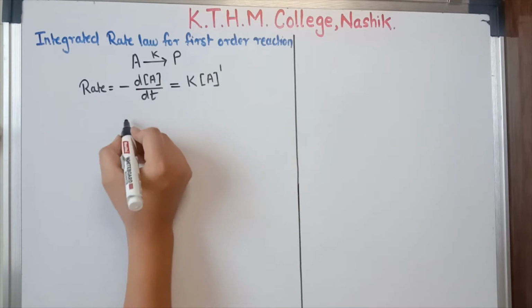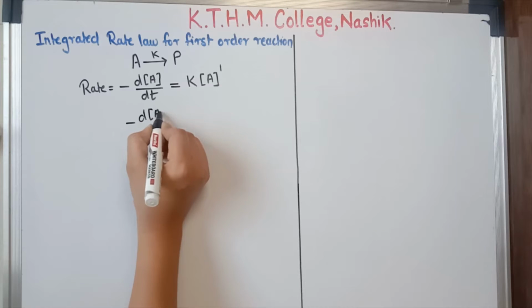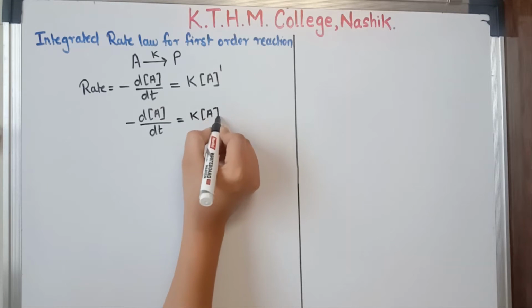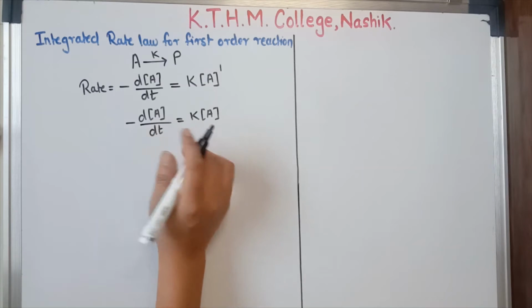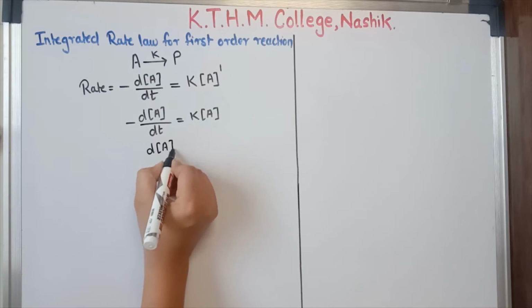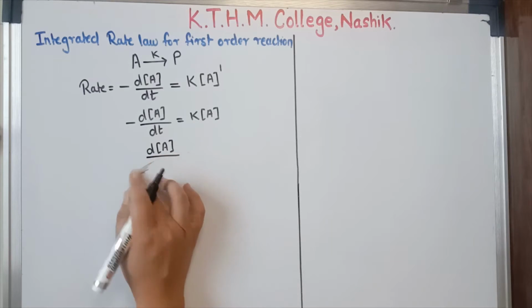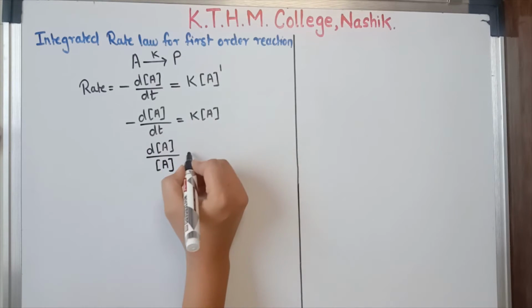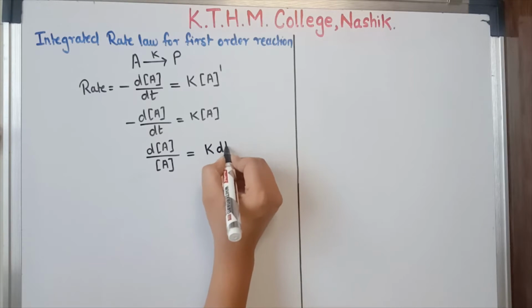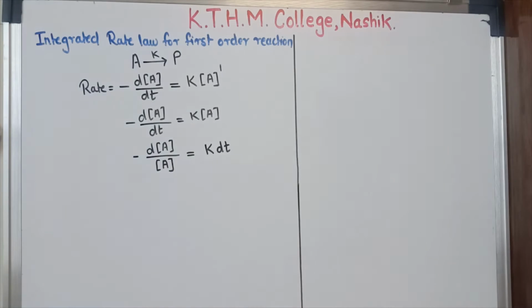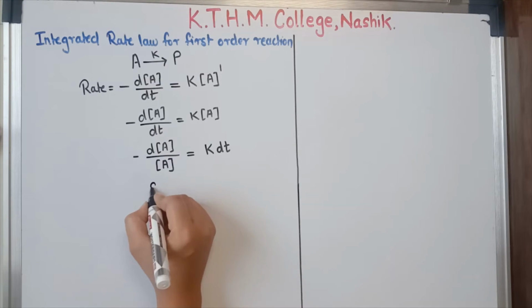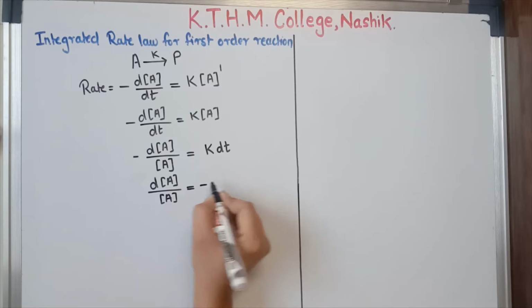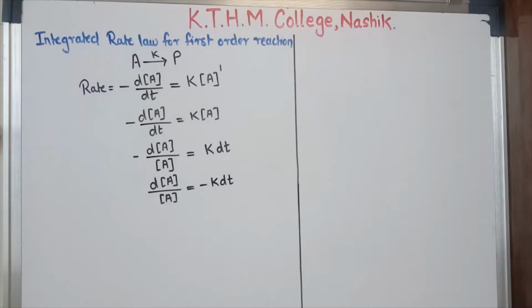Now we will continue this. Minus dA upon dt is equal to K into concentration of A. We will shift this concentration term to the denominator and this dt to this side, K dt. Okay. So now we will shift this minus sign to this side. dA upon concentration of A is equal to minus K dt.